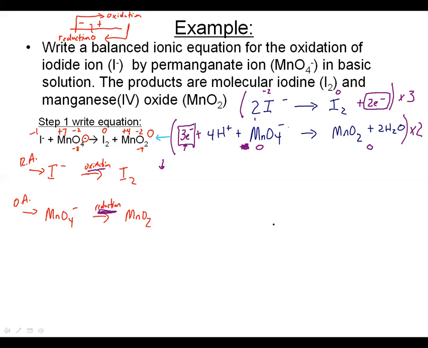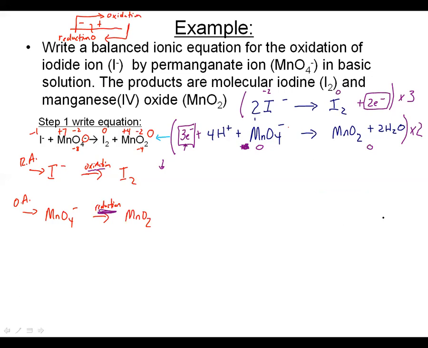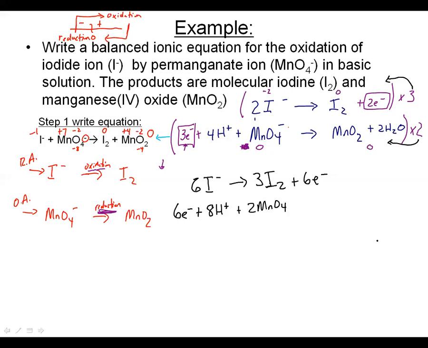So the goal here is to get the same number of electrons in each half reaction. And when we do that, I'm just going to rewrite both reactions underneath, multiplying the top one by 3, 6 I minus, and distribute that to everybody that's there. We're going to do the same distribution to everybody in the bottom, and you have a 6 electrons plus 2 and 4 minus 2 and 2 plus again.